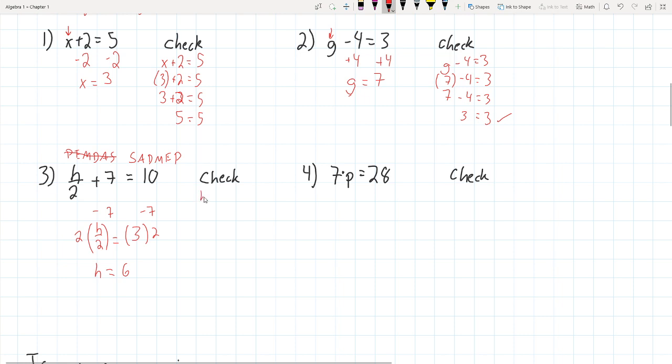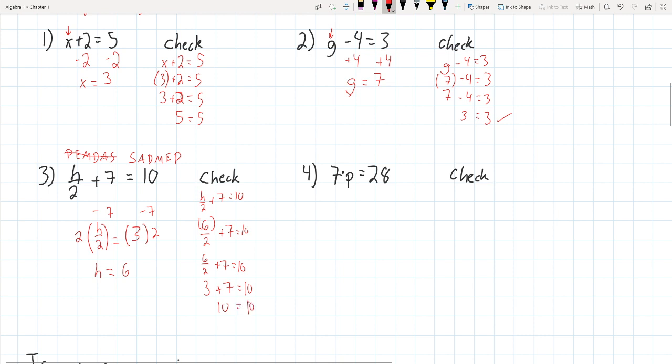Now I go and check it. I have h over 2 plus 7 equals 10, so I get 6 over 2 plus 7 equals 10. There's nothing near the 6, so it's 6 over 2 plus 7 equals 10. 6 divided by 2 is 3, plus 7 equals 10. 3 plus 7 is 10, which equals 10.